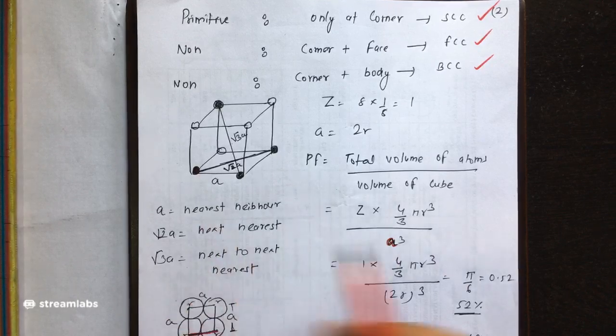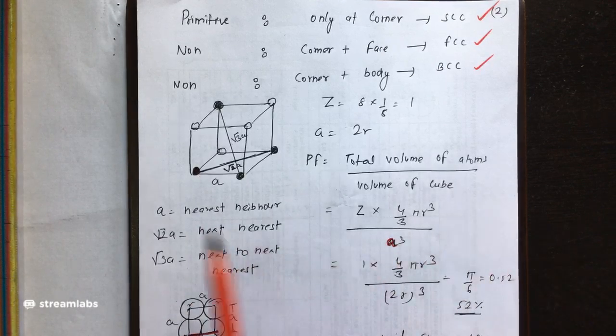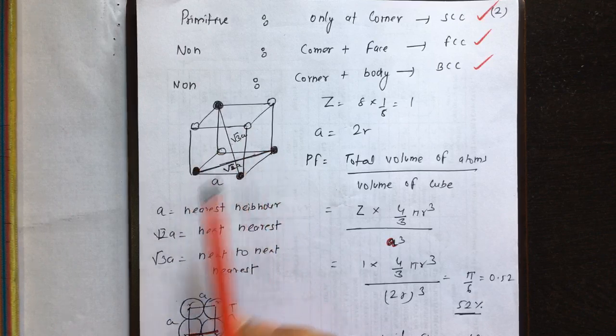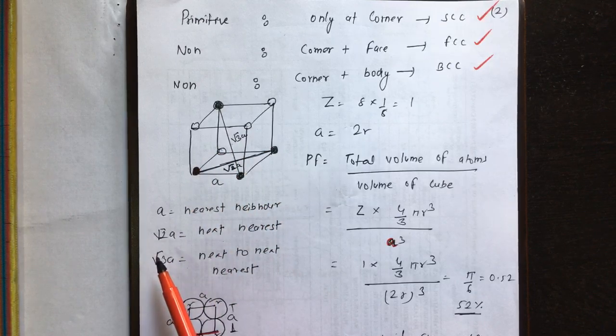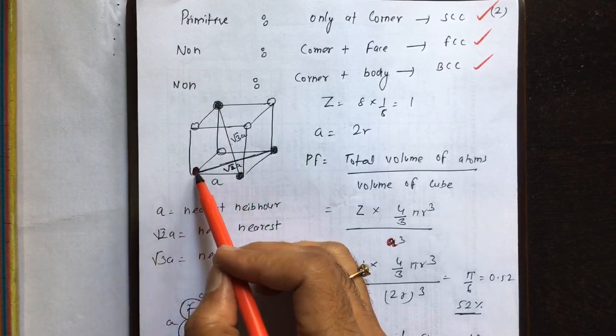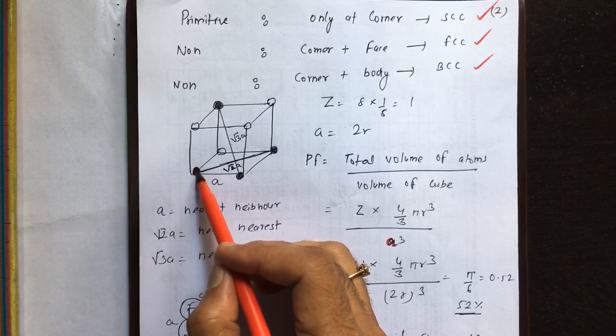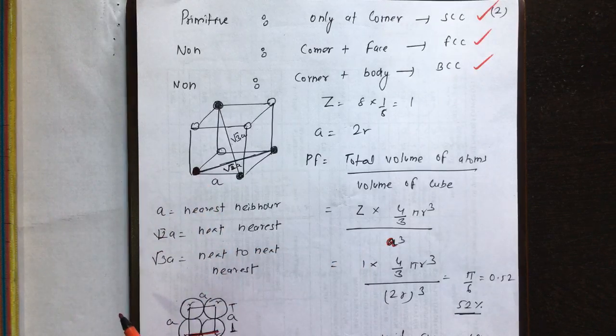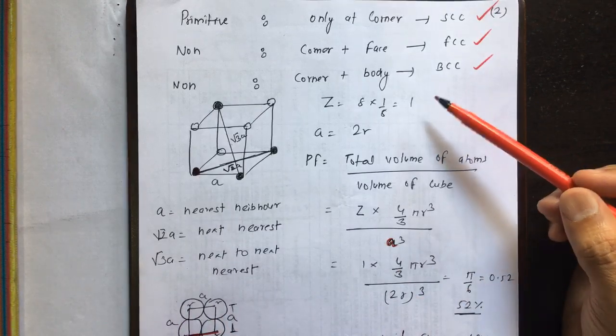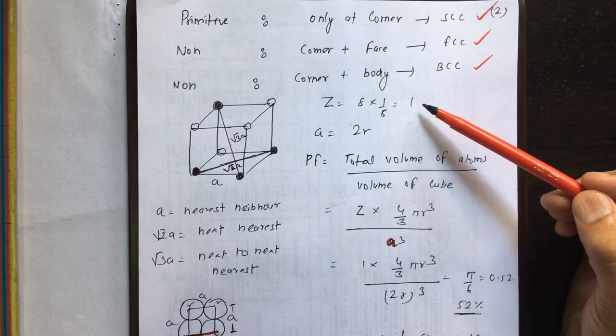Now if you see the SCC right now, there are 8 atoms at 8 corners. If you talk about this particular atom, you already know the contribution of the atom present at the corner is 1 by 8. So 8 into 1 by 8 is equal to 1.